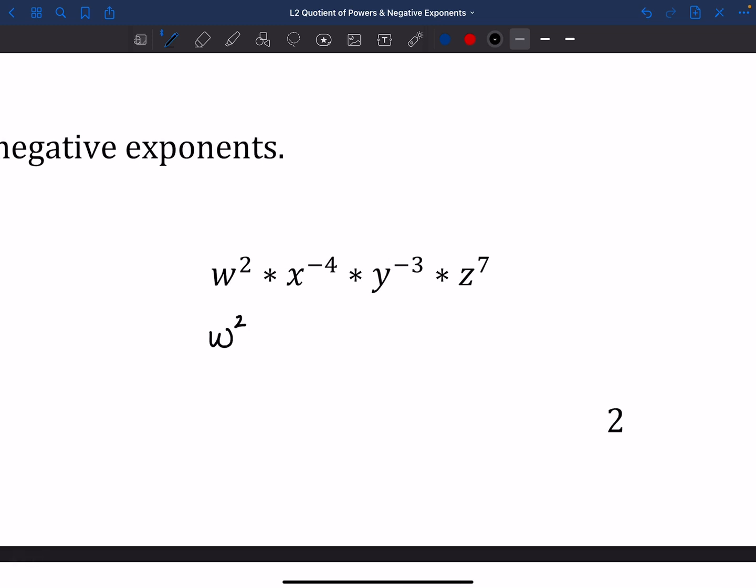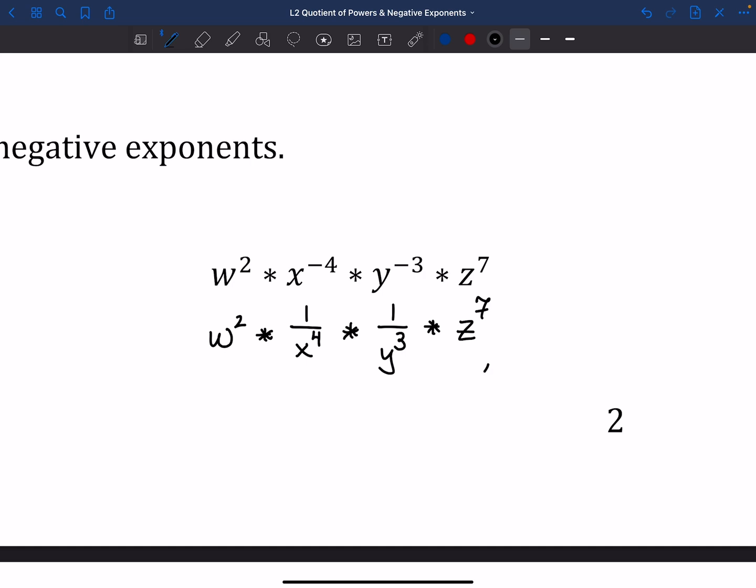W squared stays W squared. Nothing funky going on there. X to the negative 4th, we're going to flip it. It's going to turn that into a positive. Y to the negative 3rd, same thing. We're going to have to flip that to the bottom. And then z to the 7th stays z to the 7th. Nothing going on with that.